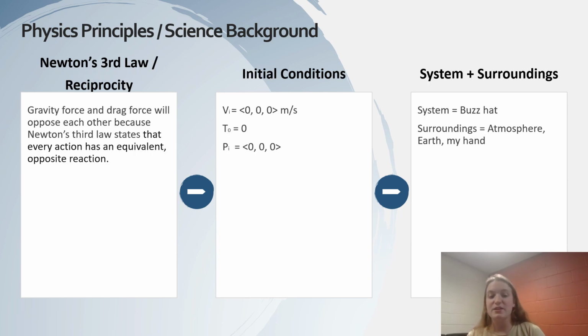We also have Newton's third law, which states that the gravity force and drag force are going to be exactly opposite because an action has an equal and opposite reaction. The initial conditions of this experiment are that the initial velocity is 0, 0, 0 because it's not moving, it's being dropped, and our initial time is 0. How I set it up on Tracker was that the original position from where the hat starts is at the 0, 0, 0 axes. The system of this experiment is my buzz hat, which I'm going to drop, and the surroundings are the atmosphere and air resistance, the earth, and my hands, which are being used to drop it.